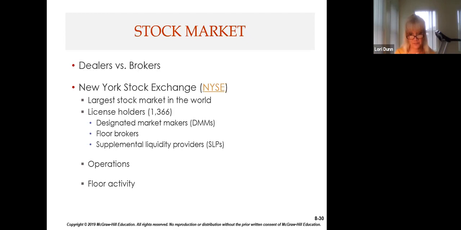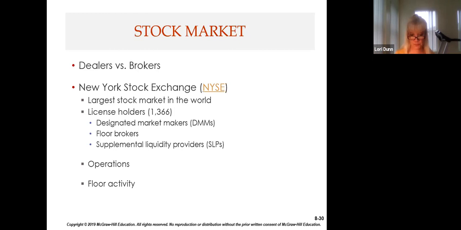The floor brokers, these are individuals who actually are working with customers who want to buy or sell their stock. So they are coming to the DMMs to settle the transaction. These are usually employees of large brokerage firms like Merrill Lynch.